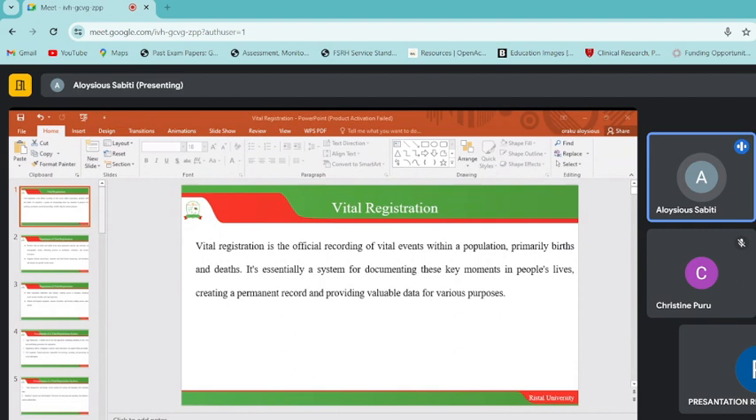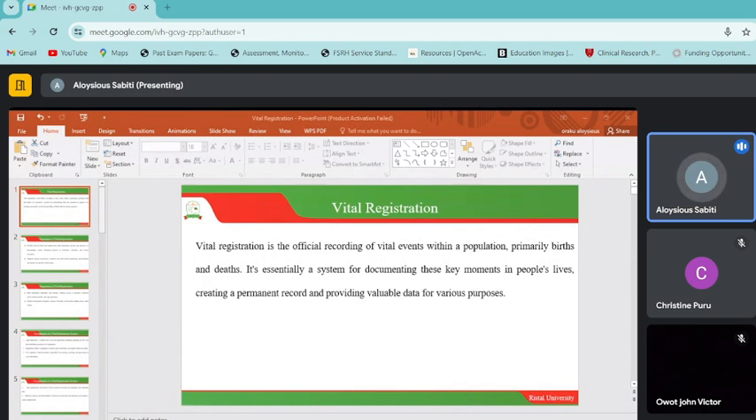Accordingly, the definition of vital registration is the official recording of vital events within a population, but primarily births and deaths. It's essentially a system for documenting these key moments in people's lives, creating a permanent record and providing valuable data for various purposes. So primarily, vital statistics mostly dwelt around the reporting of birth, but also reporting of death, in terms of the birth certificates and the death certificates.